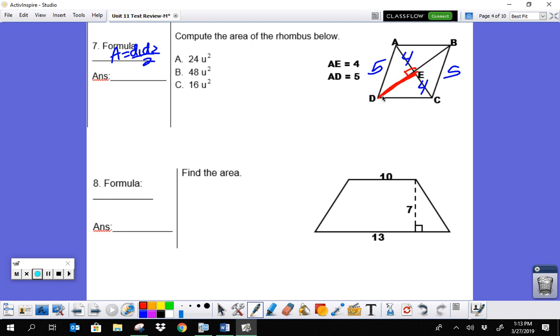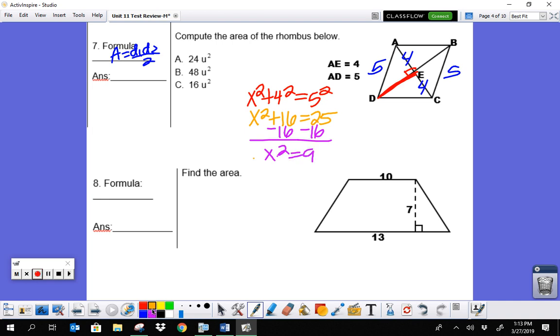But if I did Pythagorean theorem, I would do x squared plus 4 squared equals 5 squared. So x squared plus 16 equals 25. If you subtract the 16, you get x squared equals 9. Take the square root, and so x would be 3. So that little piece would be 3, and so the answer would be E.